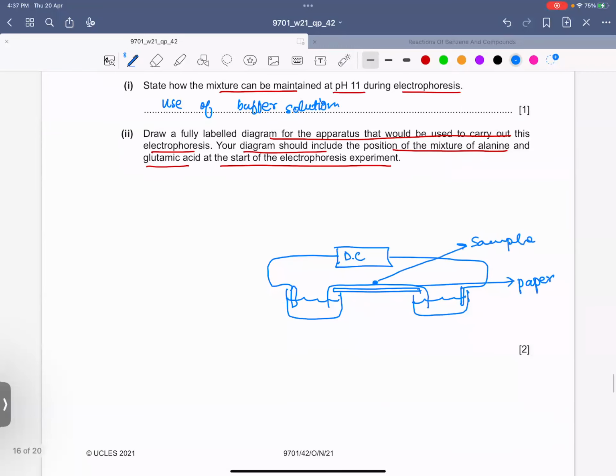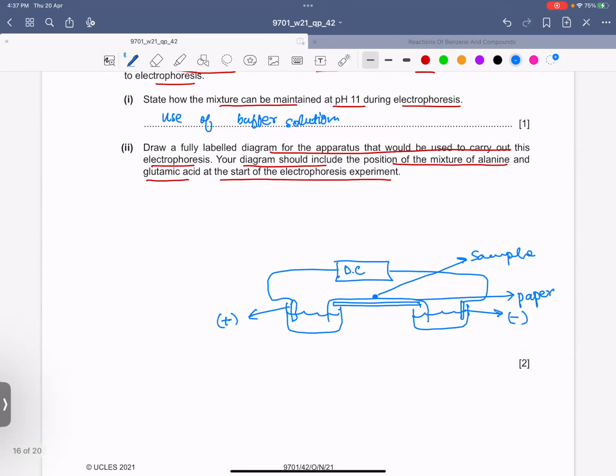So here you have, this is your positive terminal and this is your negative terminal, or you can do it vice versa. So this is how you would make a diagram. Is this clear?